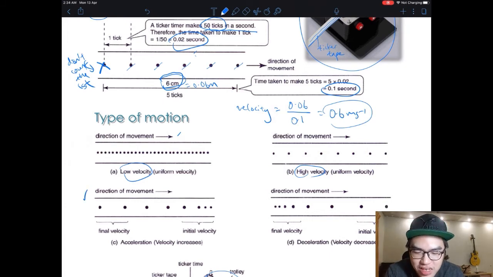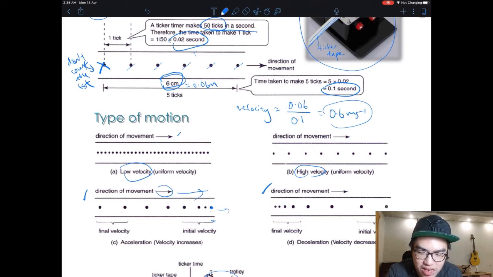Can you see the dots are getting closer? They reverse the direction of movement. Means the tape is pulling that way. So you should see from here. If the tape is pulling this way, I start from here, because the tape is pulling this way. So I start from here.